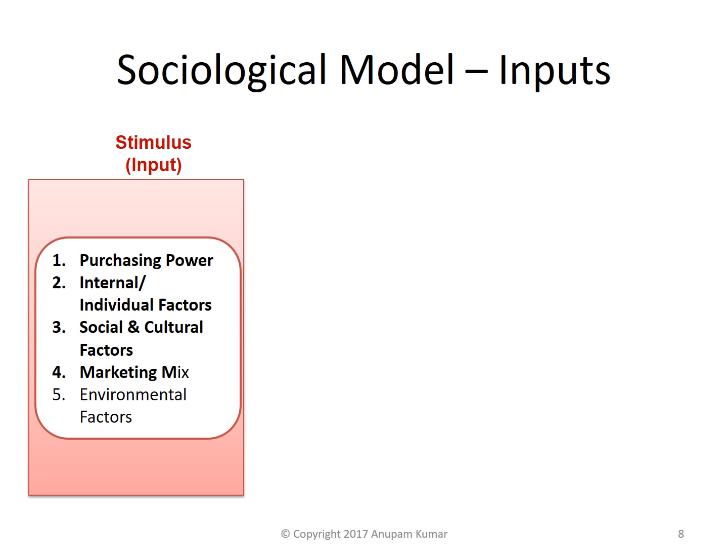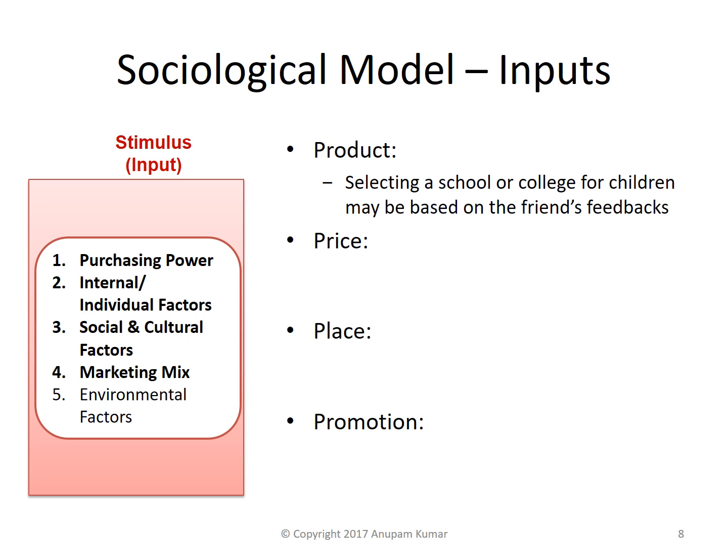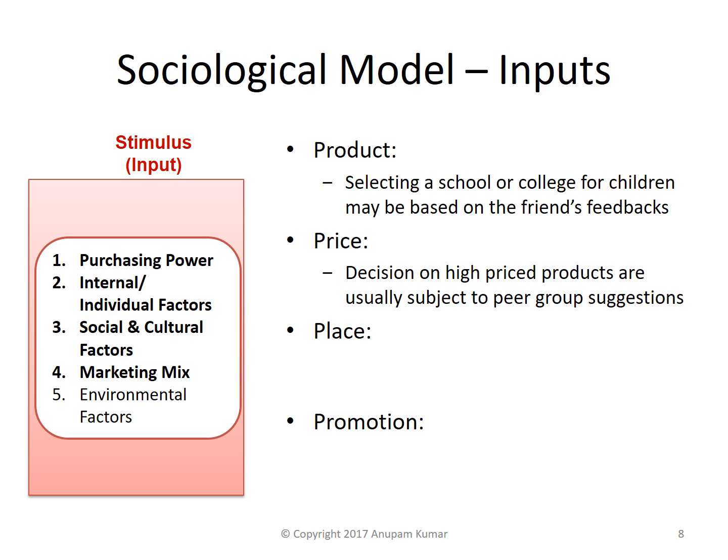Even marketing mix could be a source of input for individuals as per the sociological model, that is the product, the price, the place, and the way the product is promoted. For example, while choosing a school or college for the children, people may base their decision on the advice they receive from their friends or relatives. Similarly, while buying a high-priced product, they may base their decision on the advice of the peer groups.